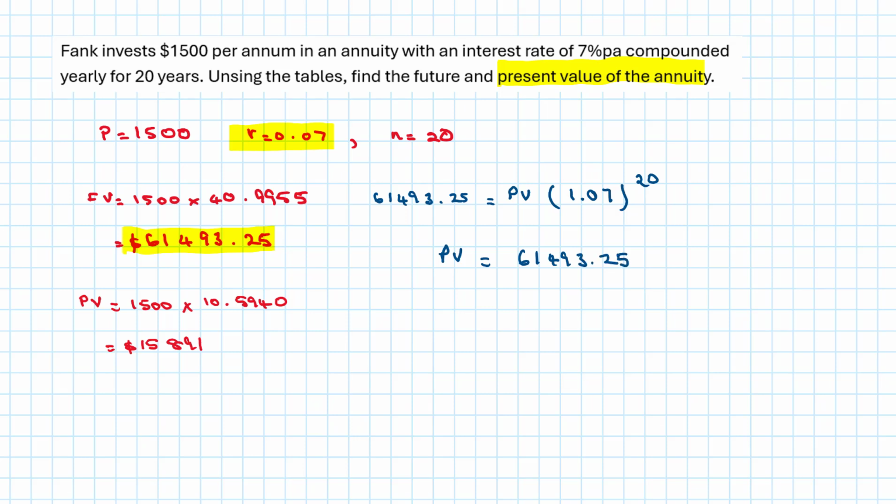So my present value would be $61,493.25 divided by 1.07 to the power of 20. That results in $15,891.02. So that covers our annuities with and without a table.